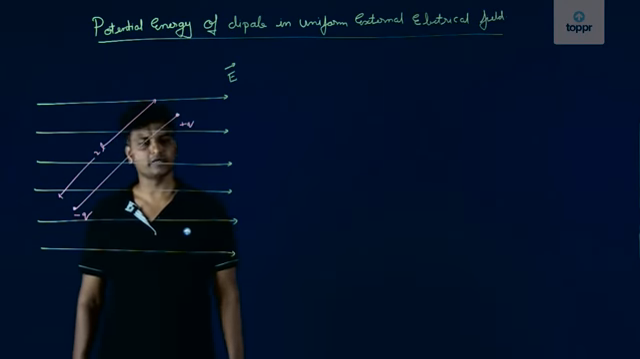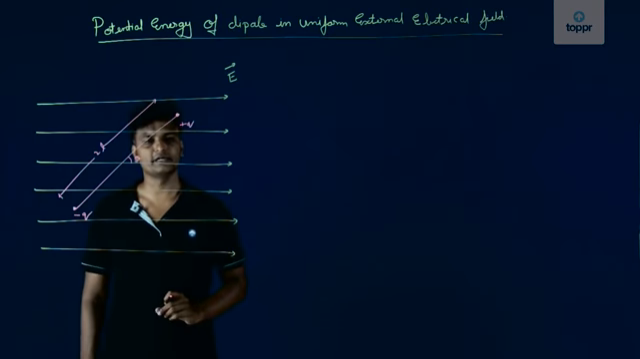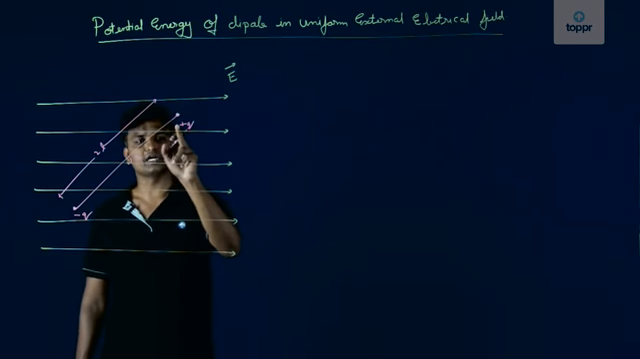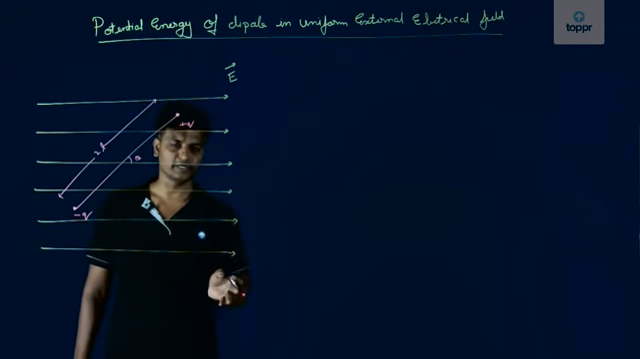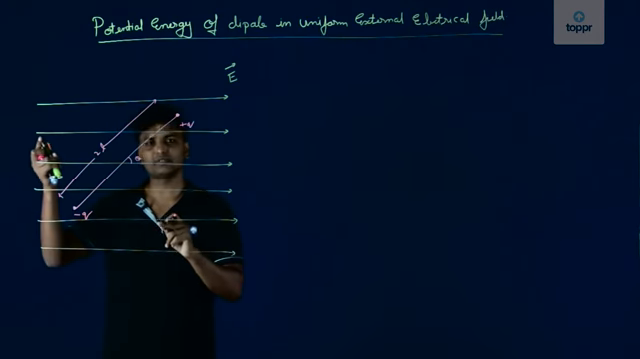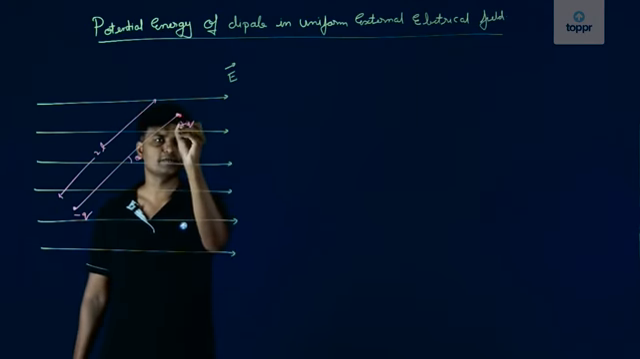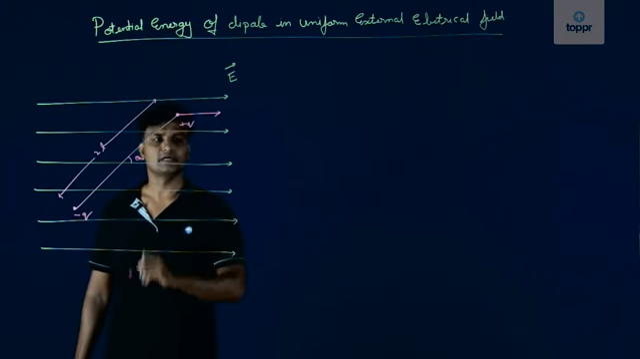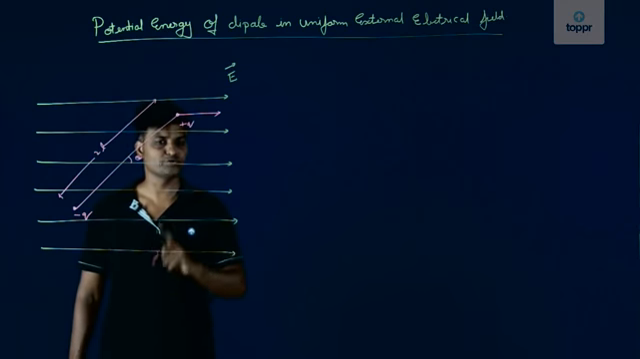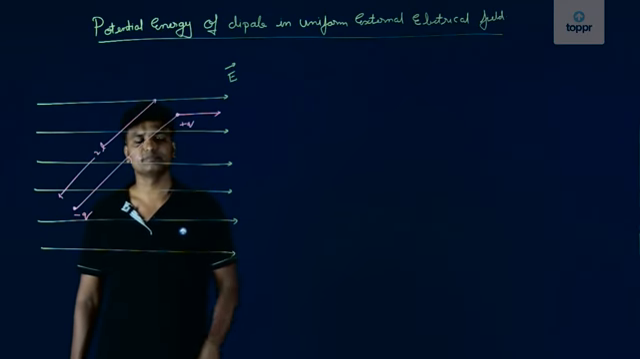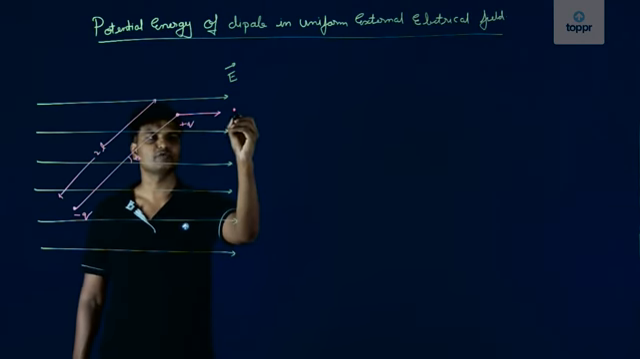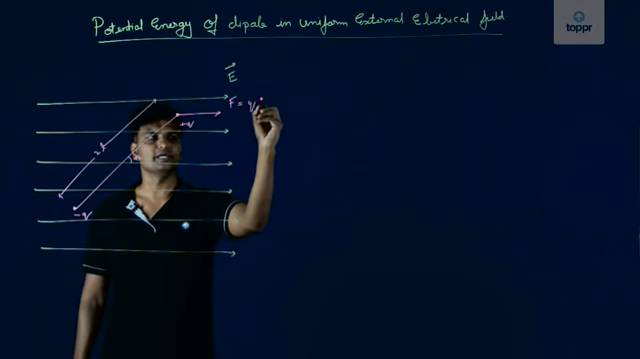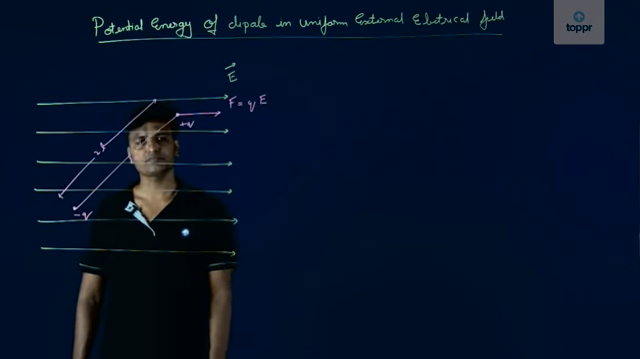Now what will happen the moment we place this electrical dipole inside the electrical field? The electrical field is always from positive to negative. So this positive charge will get repelled from this side and will get attracted towards this side. So this is the direction of the force which is acting on this plus Q charge. And what is the magnitude of that force? The magnitude of that force is given by F is equal to Q into E, right?